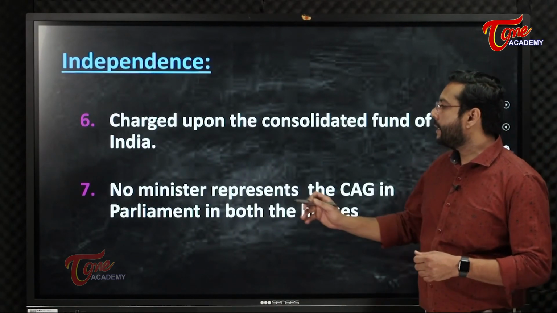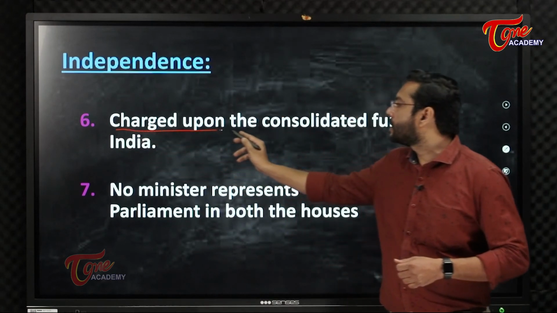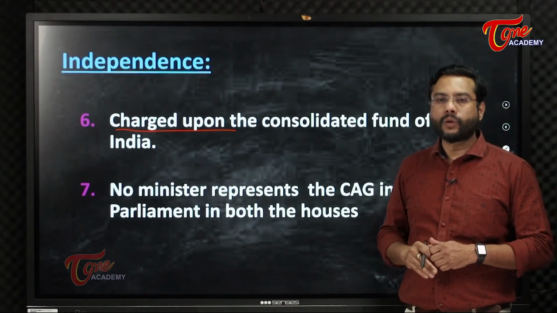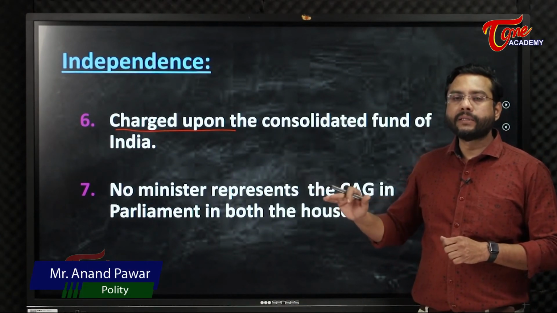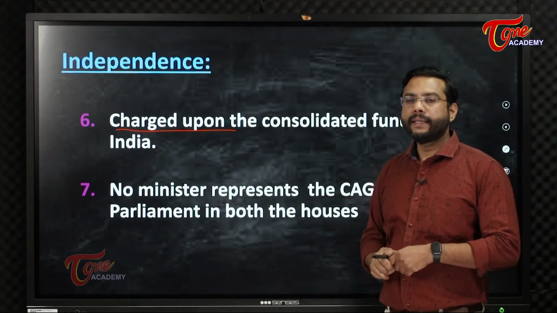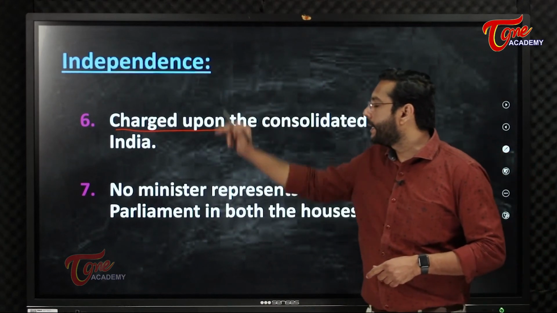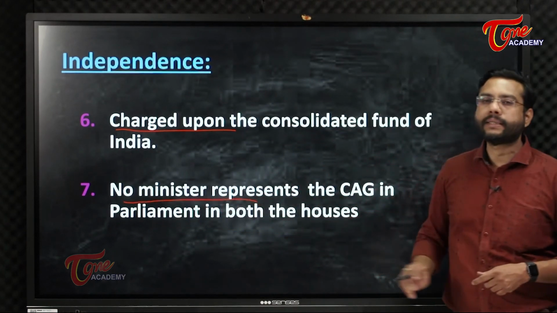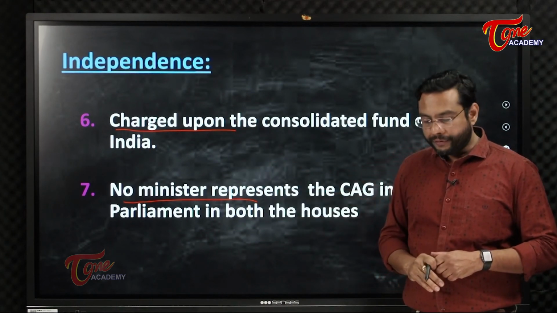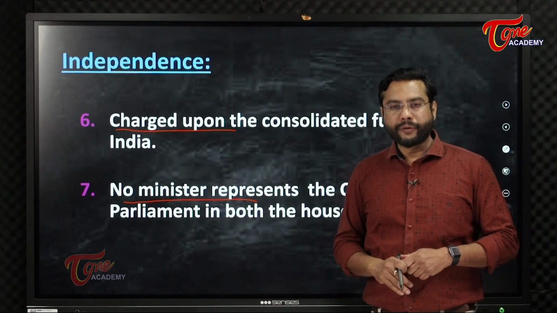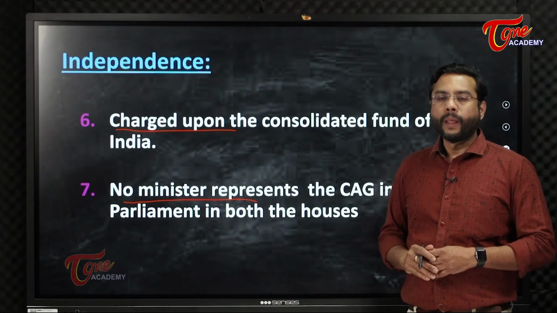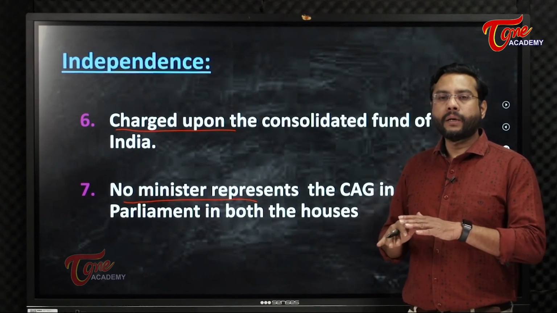So as we said, the salaries and emoluments are charged upon the Consolidated Fund of India. Hope you understand what is meant by charged on the Consolidated Fund of India. When we say charged, there is no voting in the parliament on the subject of their salaries or emoluments. And when we say independence, no minister represents the CAG in either of the houses. So he is a very independent officer under the Government of India and the Constitution of India, who acts autonomously without any pressure.